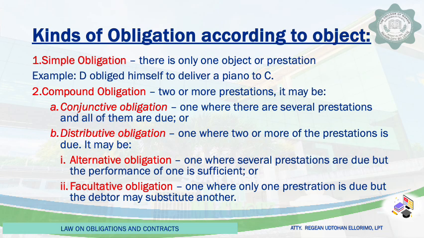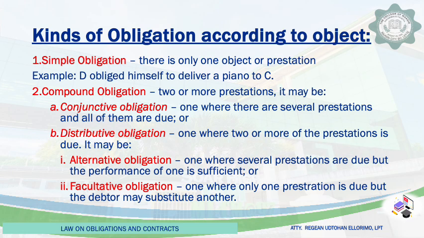Next, we have compound obligation. In compound obligation, there are two or more prestations. This can be conjunctive or distributive. Now, when we say conjunctive, class, all the prestations must be performed. Example, D must deliver a piano and a guitar to C. So here, D must perform both to be released from the obligation. When we say distributive obligation, meaning only one or some of the prestations are due. So this type includes alternative obligation and facultative obligation.